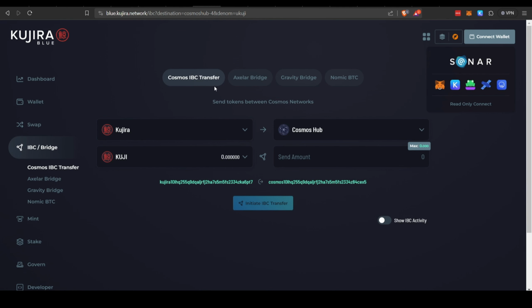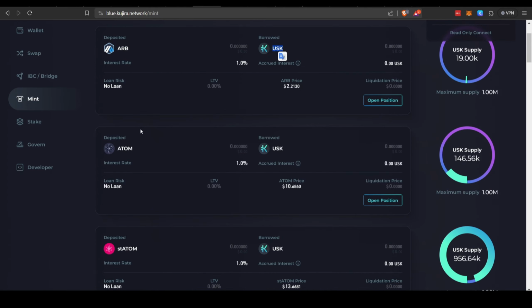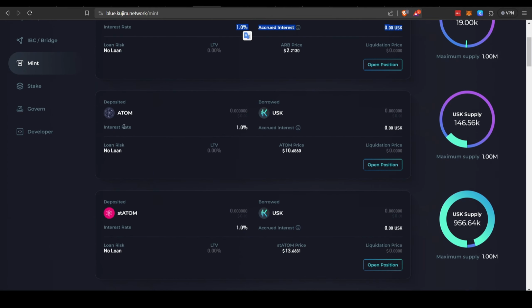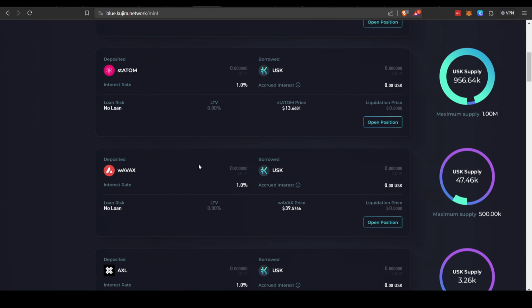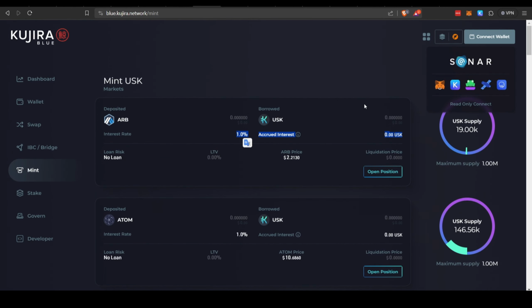Go back to Blue here. So let's go over here to Mint. So it looks like you can, if you have some Arbitrum, borrow the USK, so you don't have to sell your ARB tokens, and it looks like you're paying 1% interest rate. That's nothing, similar to Atom and various other tokens. So that's an option as well. All right, so that is the Kujira Blue.